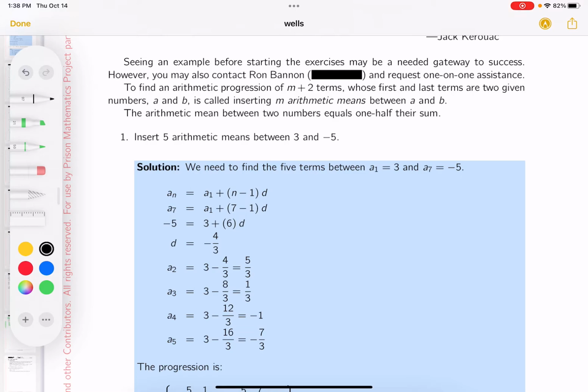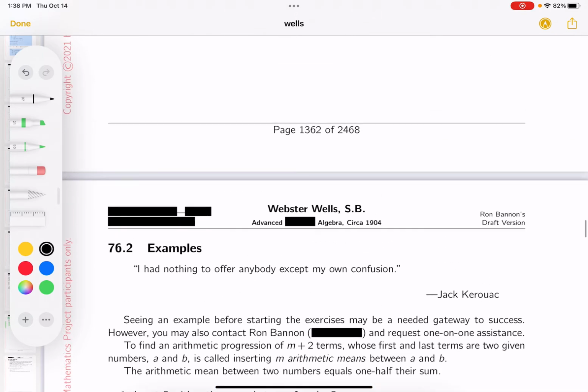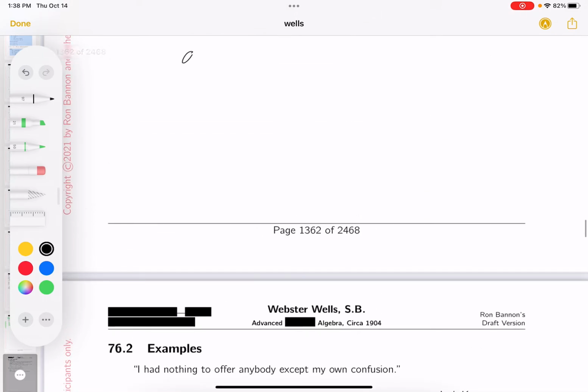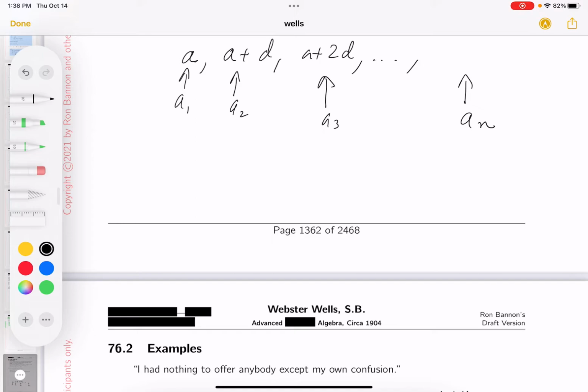So I want to point out an arithmetic sequence. If I were writing that down, let me give myself some room over here. It would be something like this, where the first term is A, this is A1, then A2. Well, if it's arithmetic, it means they have a common difference, which means the next term would be A plus D. And then the next term, this would be A3, would be A plus 2D. And eventually we get to the nth term, right?